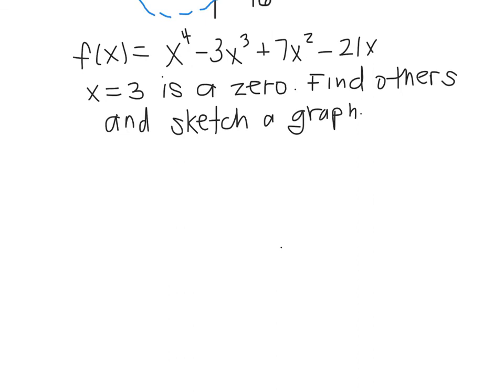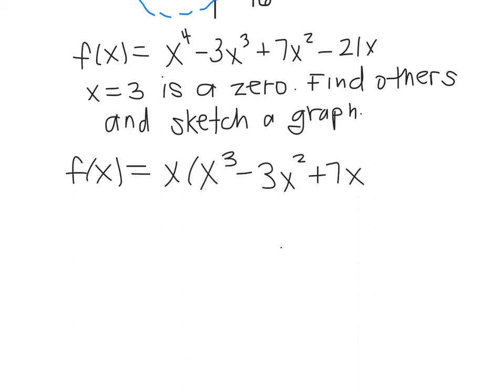This next example, we are given a polynomial and a 0 of 3. We want to find the other zeros and sketch a graph. Now notice that we can do a little factoring to start off with. Each of those terms has an x in it, so we can factor an x out. So the x goes out in front, then we have x cubed minus 3x squared plus 7x minus 21.